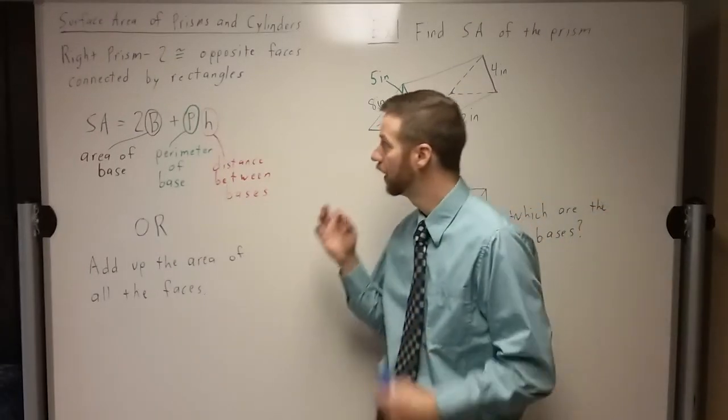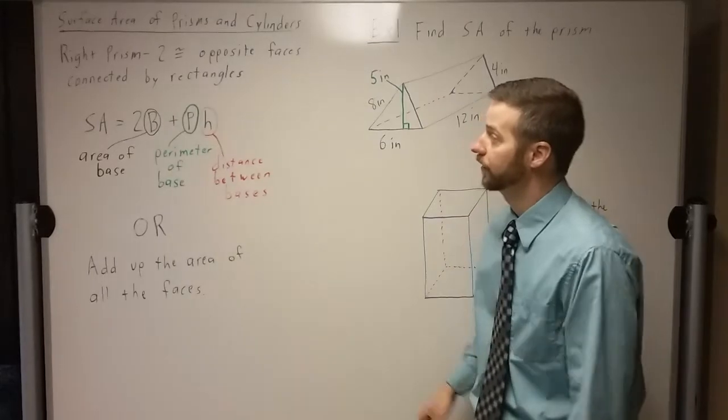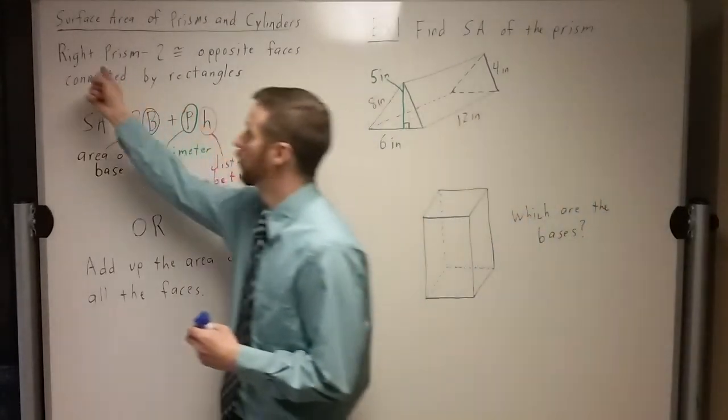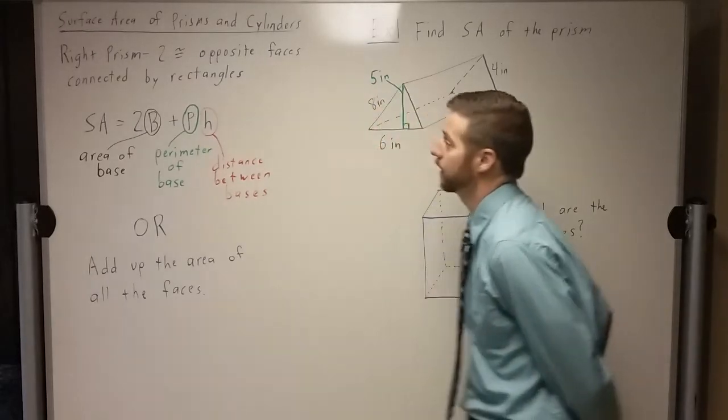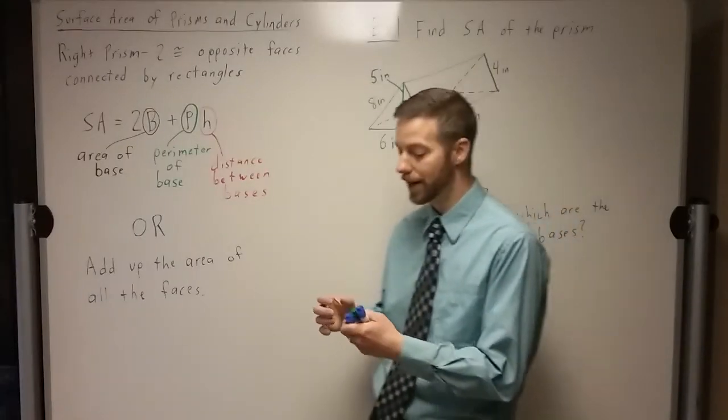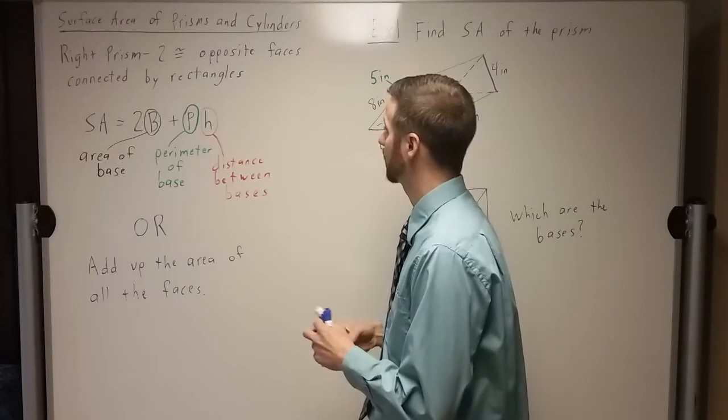How many 1 by 1 squares would it take to cover the entire outside of that shape, whatever that shape is? So the first one we're going to look at is a prism, and more specifically right prisms. Now, if you have a right prism, here's what you have going on. You have two congruent opposite faces connected by rectangles.